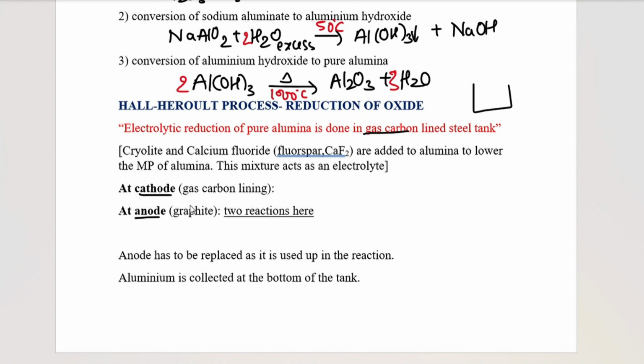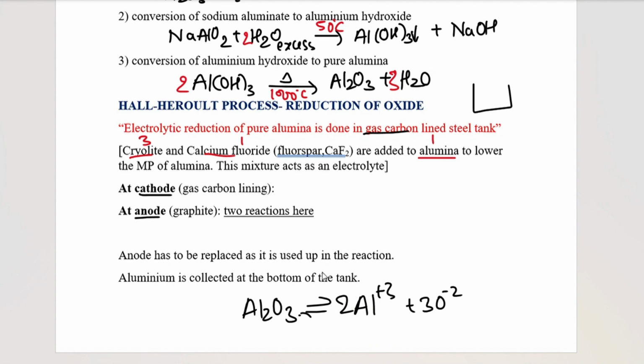Now what are the electrolytes we are using? We are using cryolite, calcium fluoride, which is also known as fluorspar, CaF2, and alumina. The ratio between these is 1:1:3. This mixture acts as an electrolyte. Now, very important, the reaction at the cathode and anode. Alumina, when it forms ions, will form Al3+ and O2-, so there are 2 Al and 3 O. This is important.